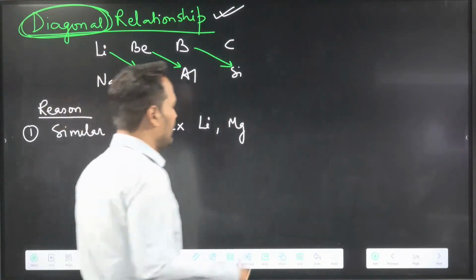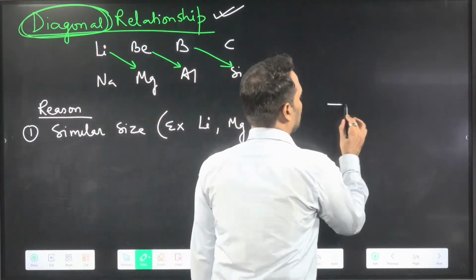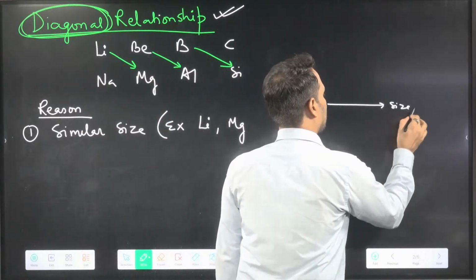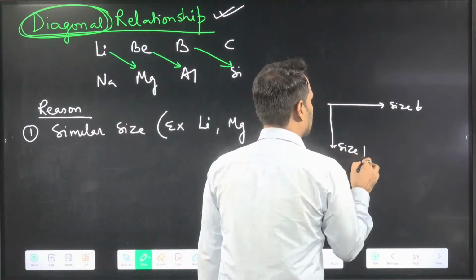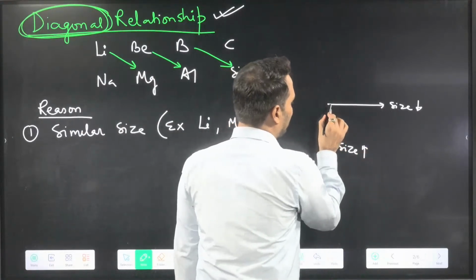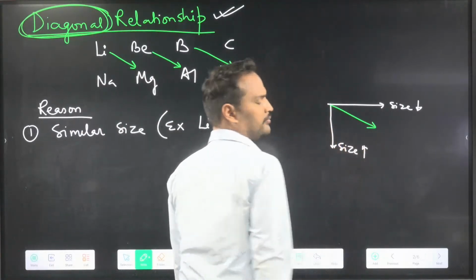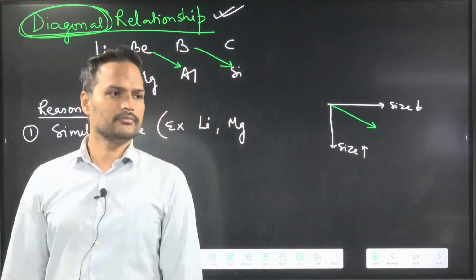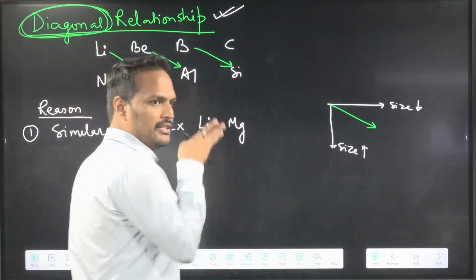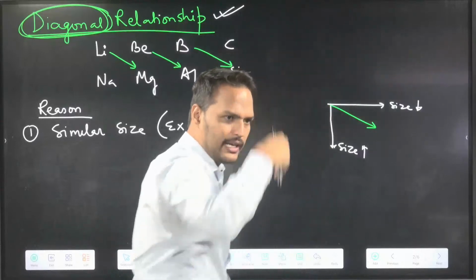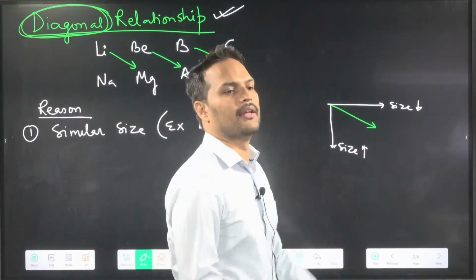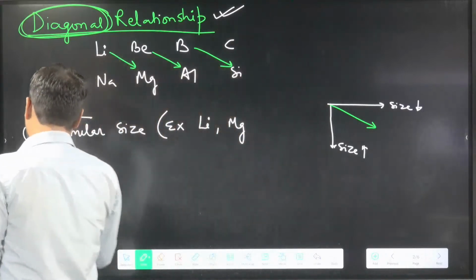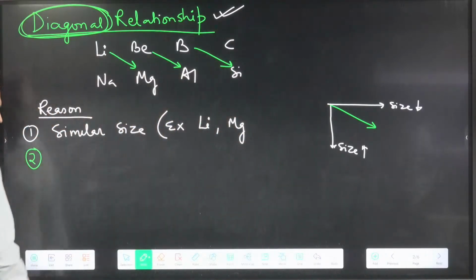How can we say? See, we can say like this: when you move in a period, size decreases. When you move down the group, size increases. What will happen if you move diagonally? This side you go, it decreases. This side you go, it increases. Diagonally you can say similar. Okay. Then there is one more reason.